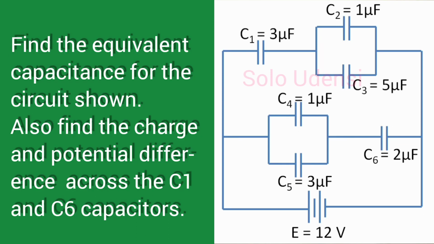Find the equivalent capacitance for the circuit shown. Also find the charge and potential difference across the C1 and C6 capacitors.